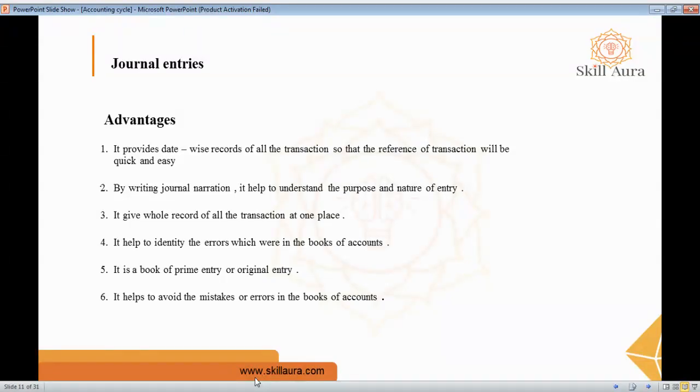The next one is it gives an overall record of all the transactions in one place. It helps us keep all the records of the transactions in one place, so it helps us understand the types of entries and their purpose, and we can also refer to them easily. It helps to identify the errors in the books of accounts. Next, it is a book of prime entry, also called a book of original entry, and it helps to avoid mistakes or errors in the books of account.